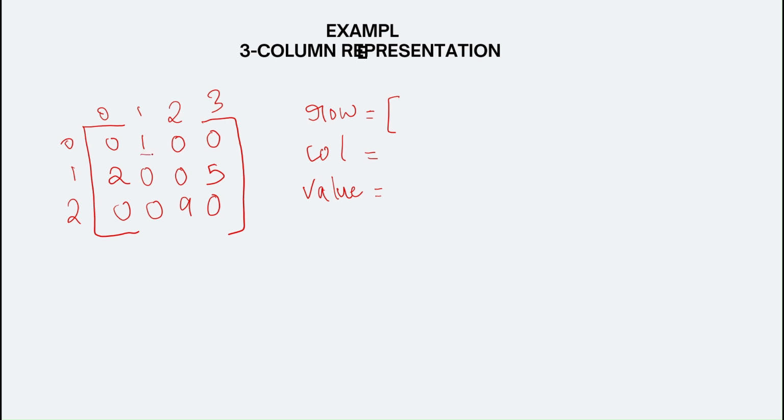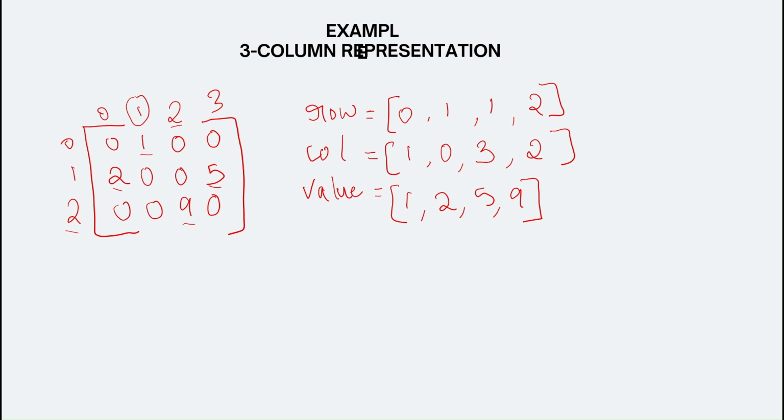And for the first row, the first non-zero element is on the first row and second column, which is 1. So 0 and 1. And the second element is on the second row and first column, which is 1 and 0. And the third element is on second row and fourth column, which is 1 comma 3. And the fourth element is on third row and third column. Now we have to represent the non-zero elements in this particular matrix: 1, 2, 5, and 9. So this is basically three column representation for this matrix.